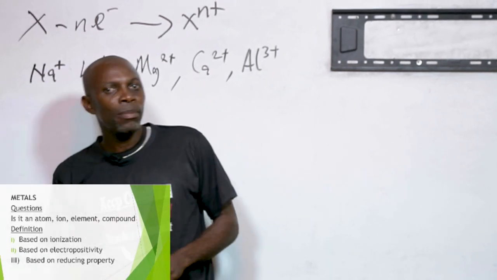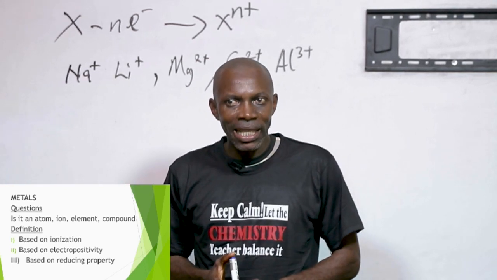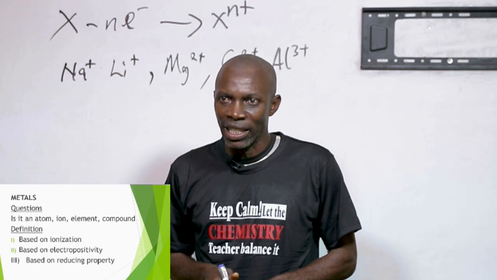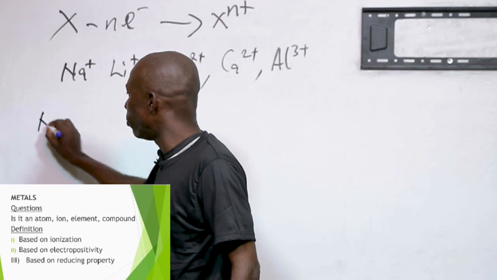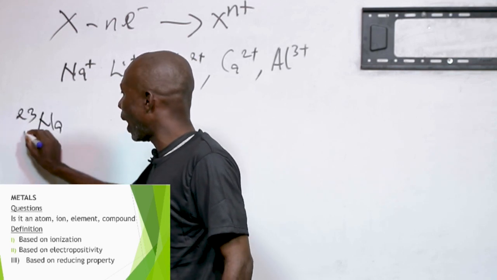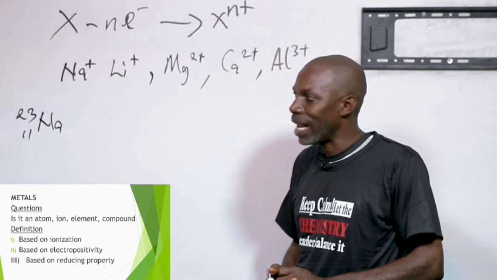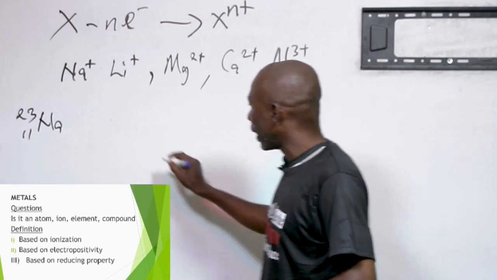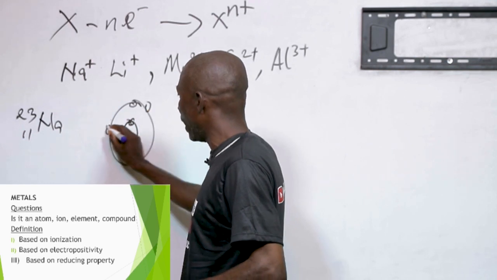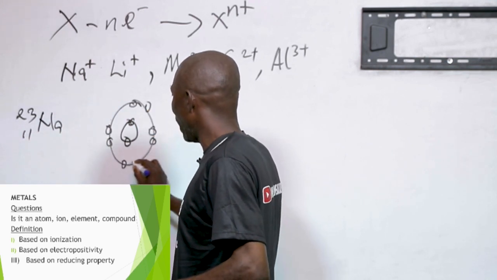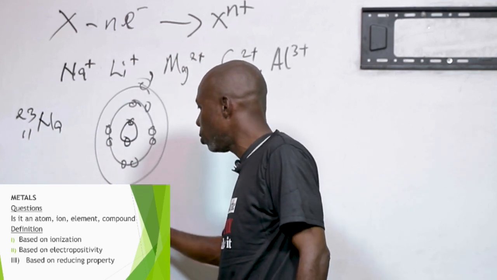You can also define a metal based on the reducing property. Which means you need to understand what a reducing agent is. A reducing agent is a substance that reacts by donating electrons. Example, if I have sodium, the mass number is 23, the atomic number is 11. It simply means that the sodium atom has 11 electrons. The K shell is filled by 2 electrons. The L shell is filled by 8 electrons. While the M shell has only 1 electron, which means sodium can be written as 2, 8, 1.